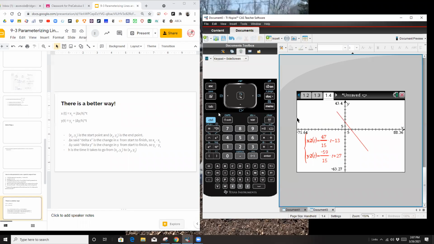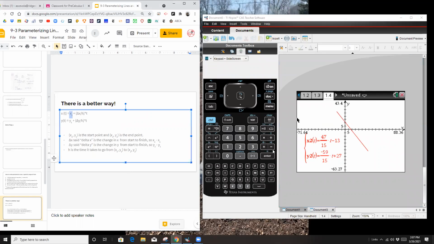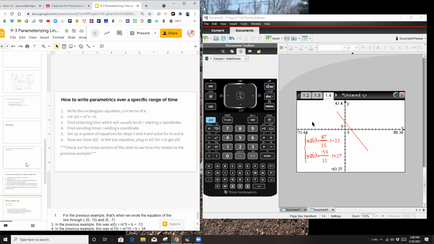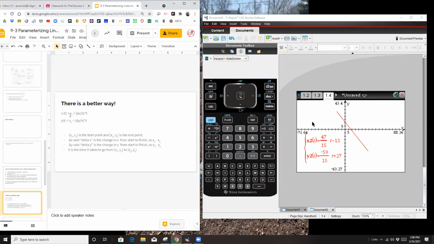So we have x of 1, that's the starting point. So we remember what the question was. We're starting at negative 13 comma 27. So that's why there's a negative 13 there and a 27 there. And then what we multiply t by is the change in x between those 2 points divided by the period of time it's going to take to go from one point to the other.